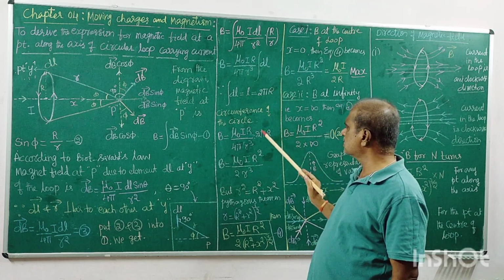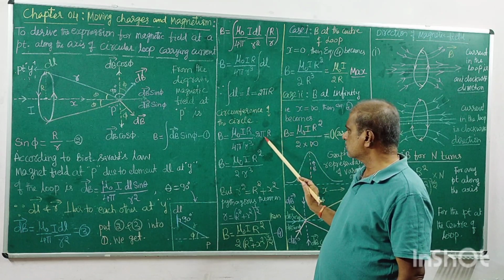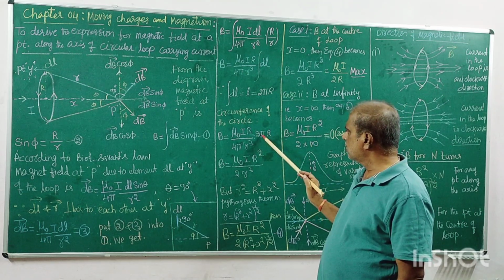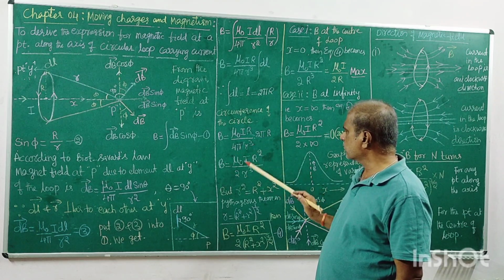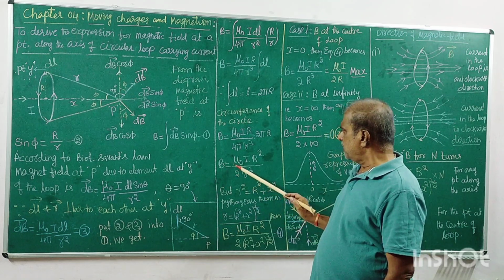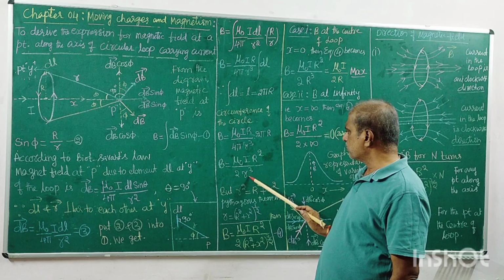So this dl is 2 pi r. Integral of dl is 2 pi r. Simplify, r becomes r square. 2 pi, 4 pi cancels, 2 remains, and r cube in the denominator. So B equals mu naught into I r square divided by 2 r cube.